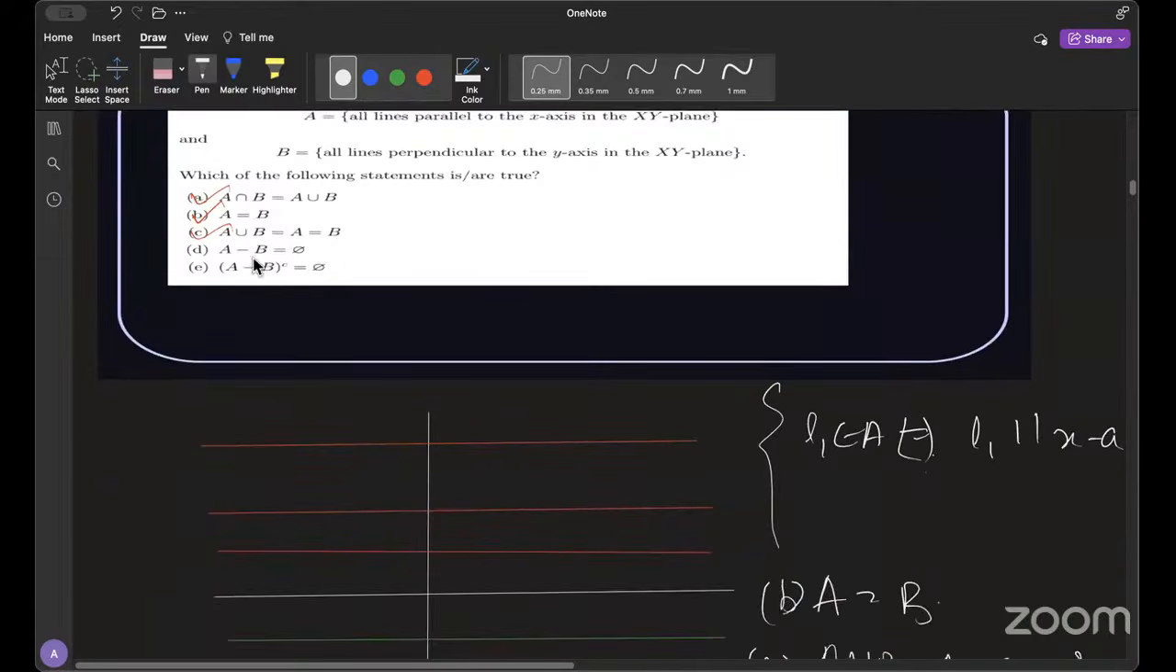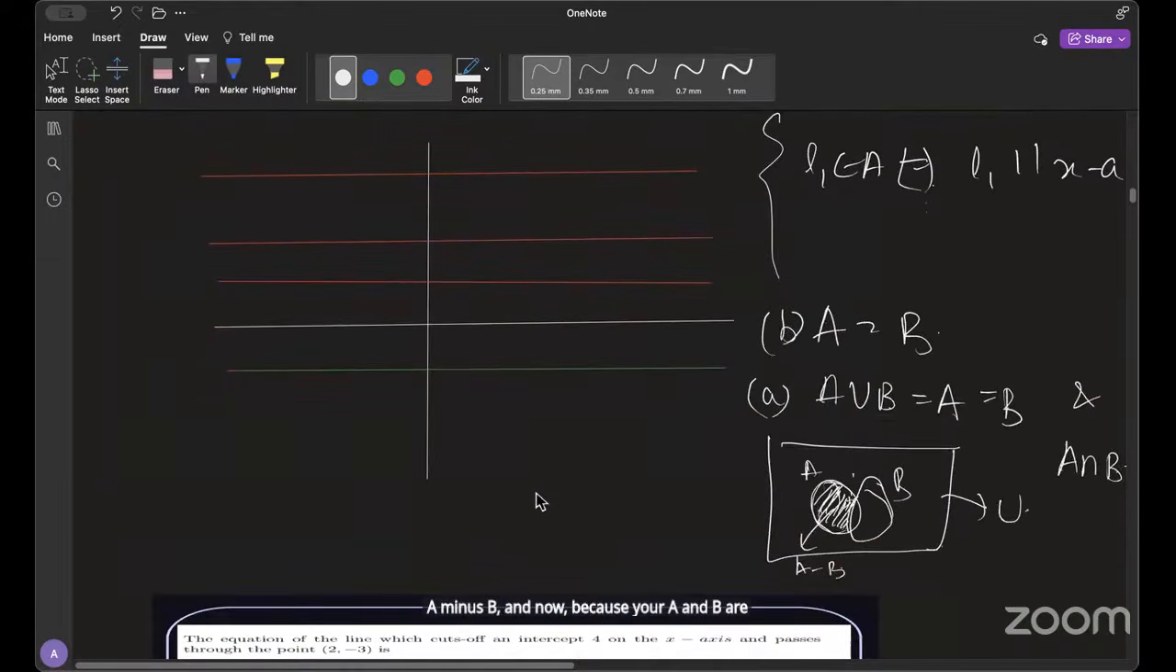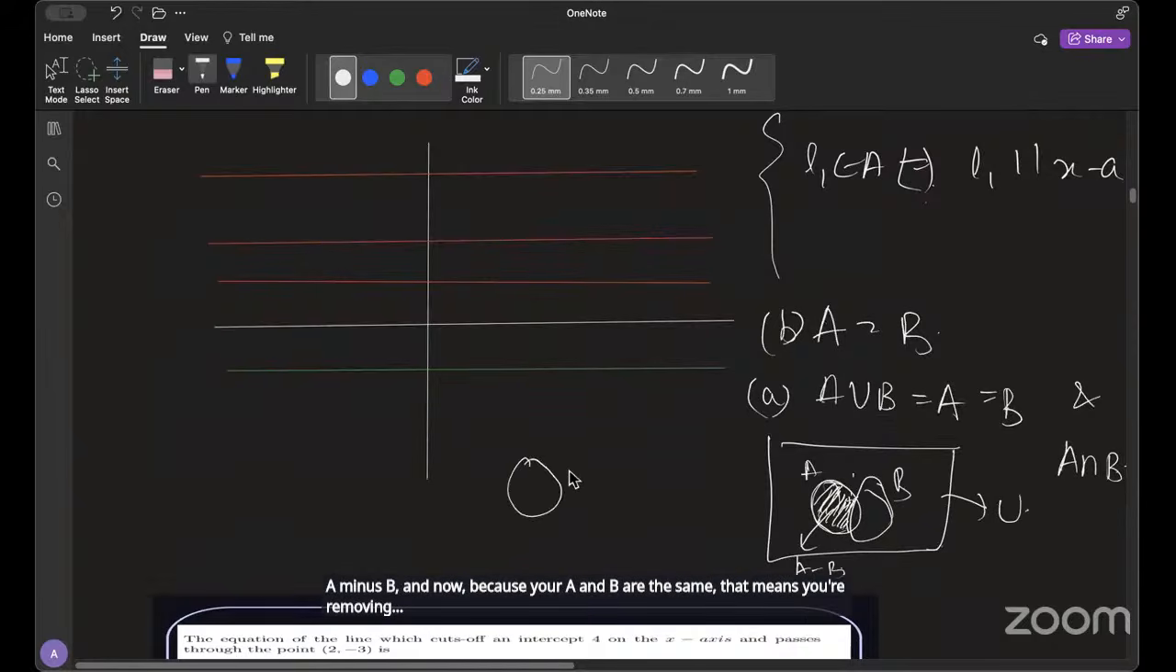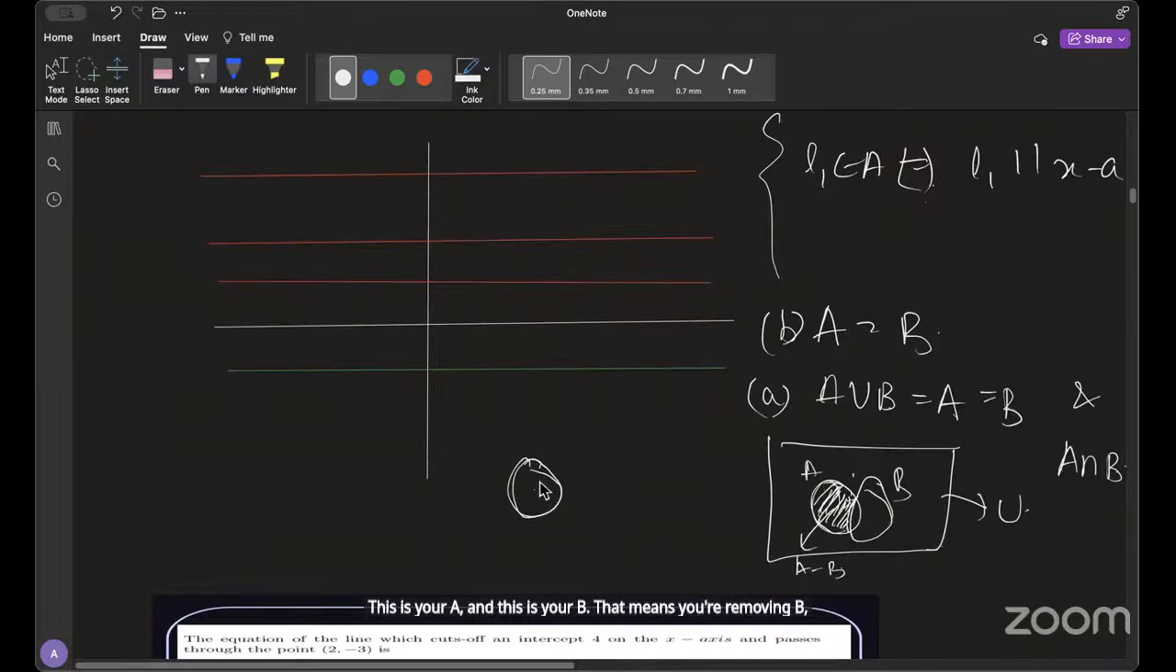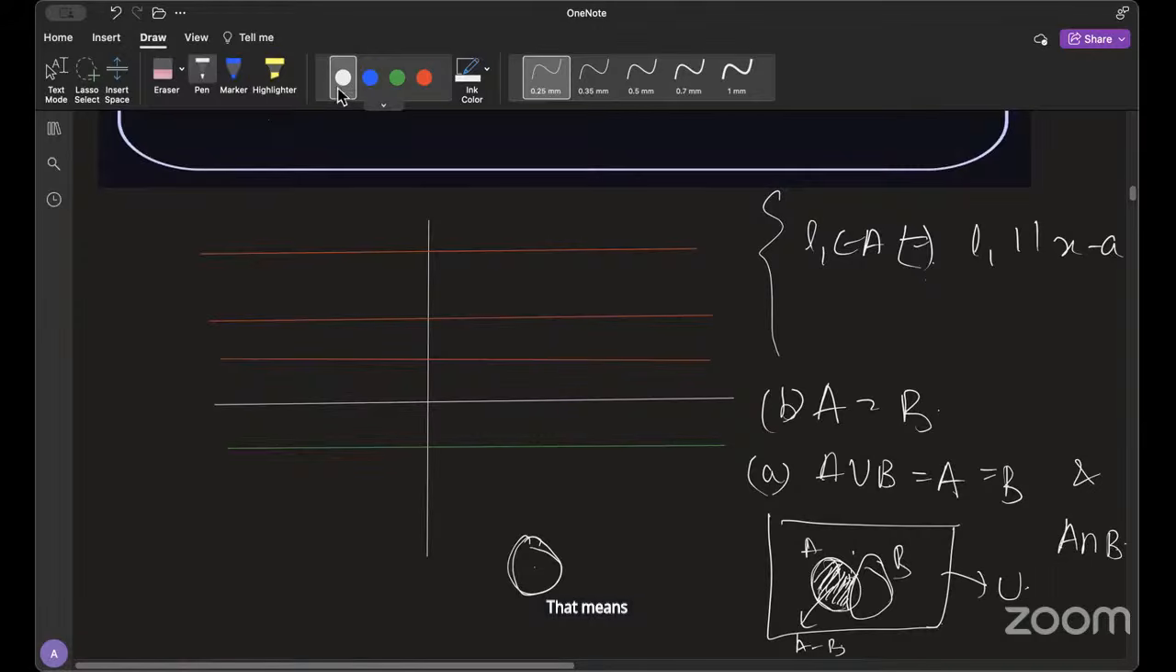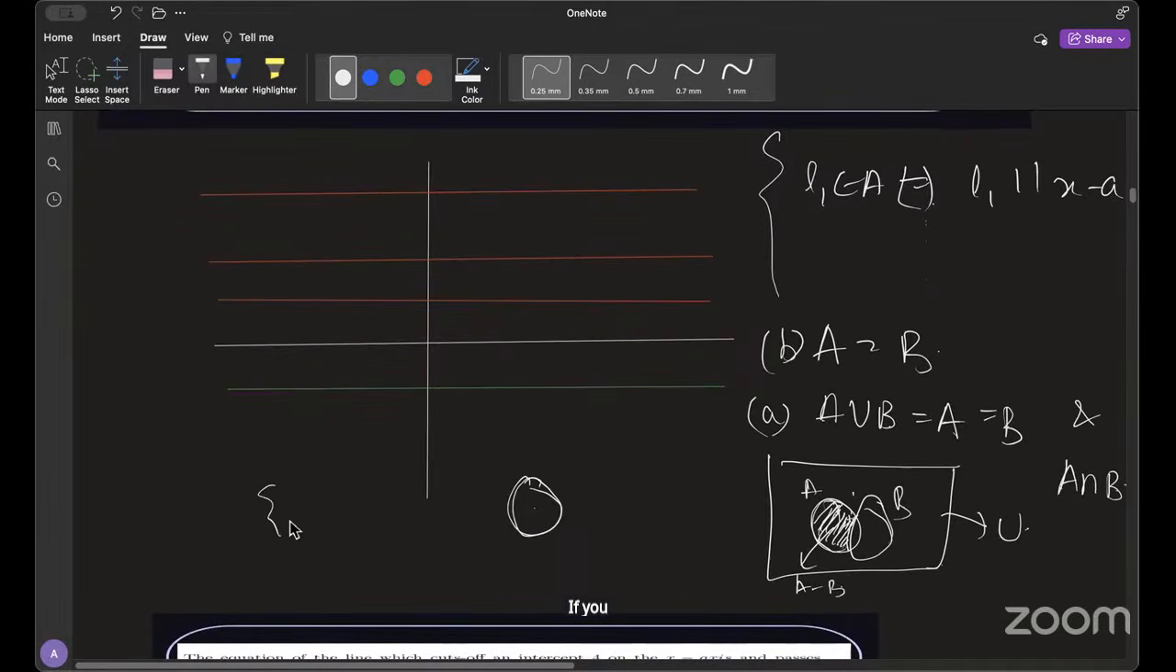A minus B, and now because your A and B are the same, this is your A and this is your B. That means you're removing B, the same set, from that set only. That means you'll get nothing. If you have 1, 2 in one set and then you have another set 1, 2, and if you remove this set from this set, you get nothing, right? That means you get an empty set. So it should be this.